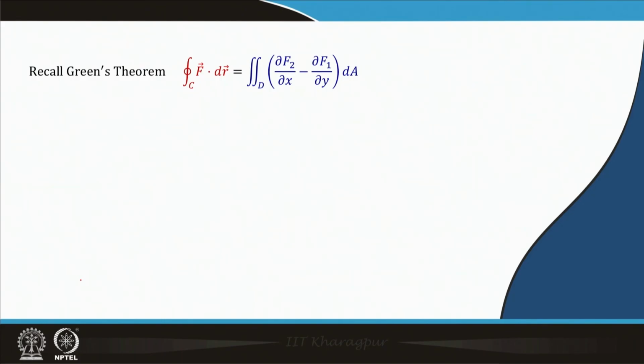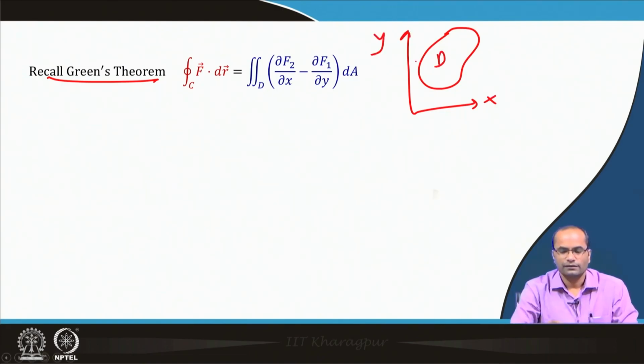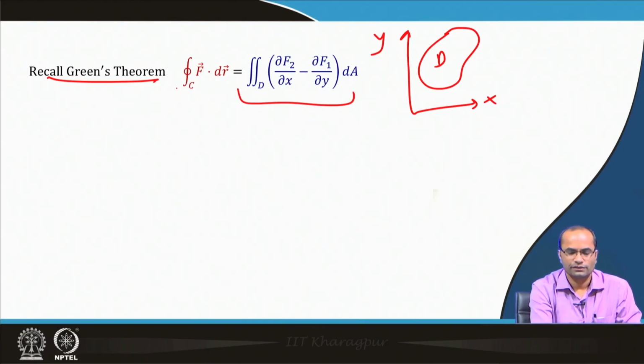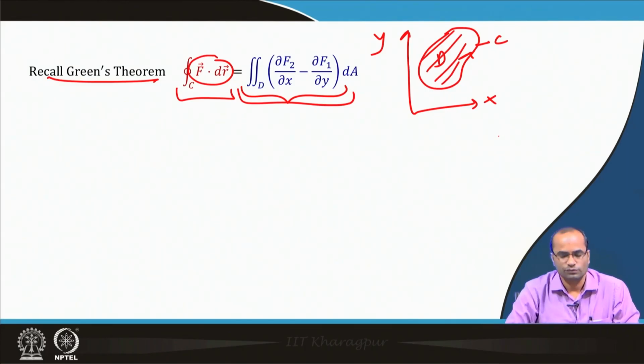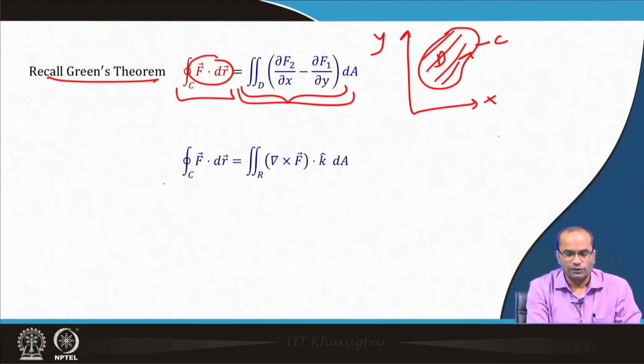So, just to recall, we have already discussed Green's theorem. The idea was that if we have a closed curve in 2 dimensions, then we can convert the integral over this closed curve to the area integral, which is done over the region covered by the curve C. This was Green's theorem, and we sometimes call it Green's theorem in a plane, because we are talking about these 2 dimensions. Just to recall, this Green's theorem can also be written in this form.